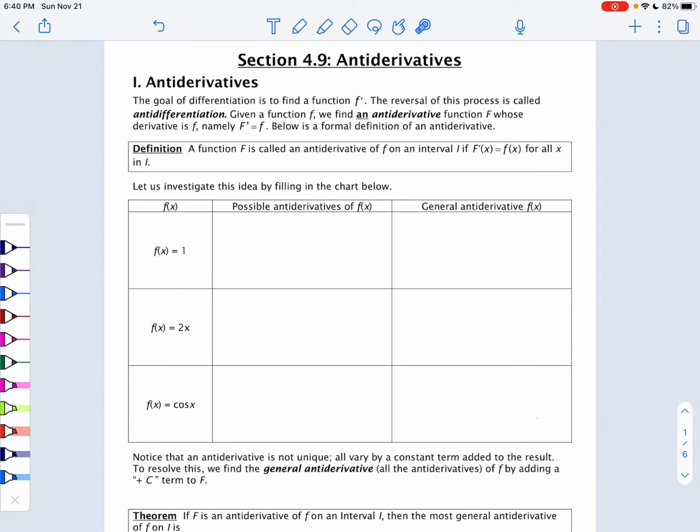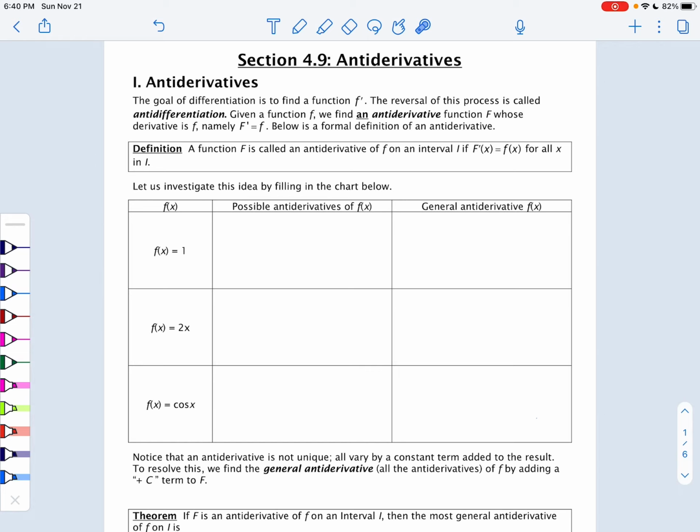Greetings. This is section 4.9 on antiderivatives. We are studying from James Stewart's Early Transcendentals Calculus text, the 8th edition, and we are studying the applications of the derivative, and this section is on antiderivatives. So we are going to be doing differentiation in reverse. We're going to be finding functions whose derivative is equal to what we are given.